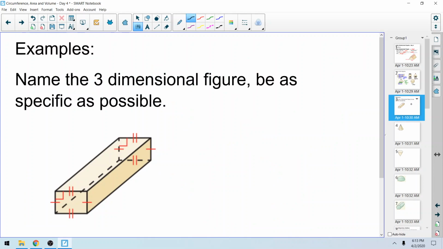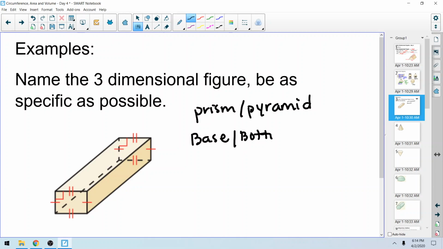First part of our lesson today is we're going to name these things, and we're going to name the three-dimensional figure, and we're going to try to be as specific as possible. Now, the first thing we need to know is prism, or we need to know pyramid. Okay? Now, once we figure that out, then we're going to need to know the base. Okay? Now, base kind of equates to, we could put here bottom, and we're going to have a couple different conversations about the bottom.